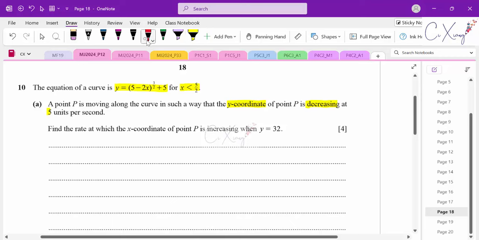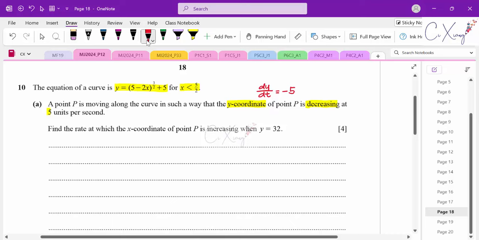So basically when they are talking about the rate of increase or the rate of decrease, it is a rate of change question. From this sentence, the rate of change for the y-coordinate will be dy over dt. And the word decreasing means you have to put a negative in front, so 5 units per second means dy/dt = -5.